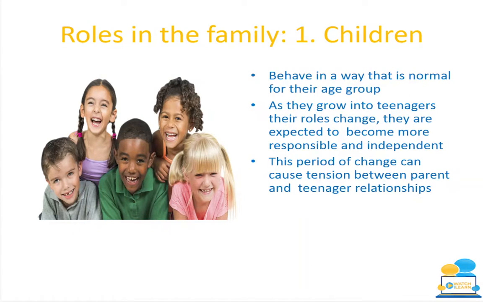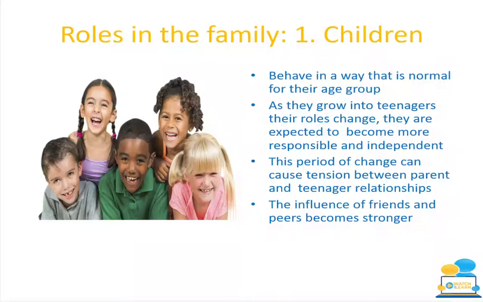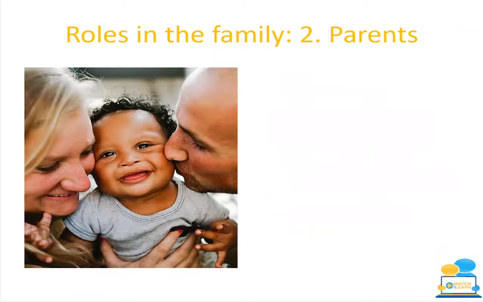So this is a period of change which can cause tension between parent and teenager relationships because there are hormones involved, there are changes, and sometimes the child or teenager just can't help it and they may get overly upset or anxious or angry, which can lead to tension. As you are transitioning from a child to a teenager, your friends are going to become a bigger part of your world. So peers become stronger.